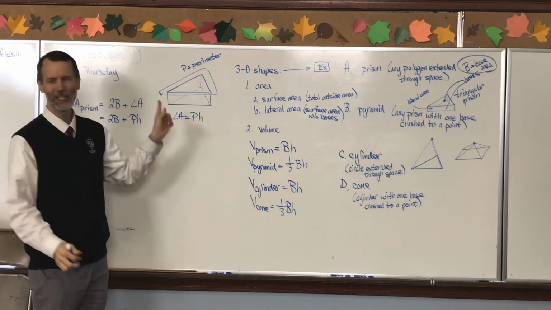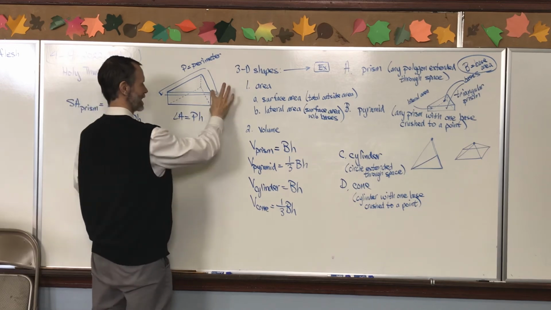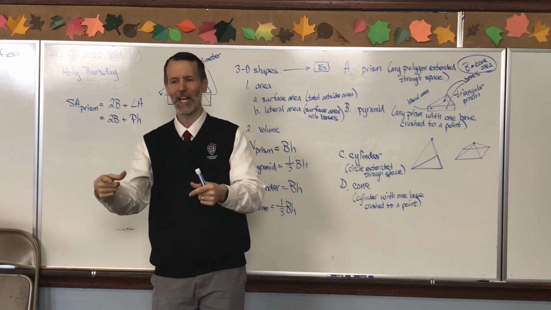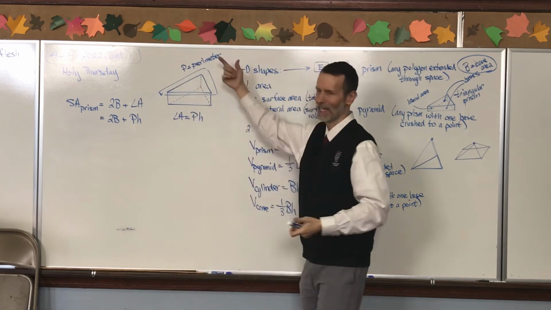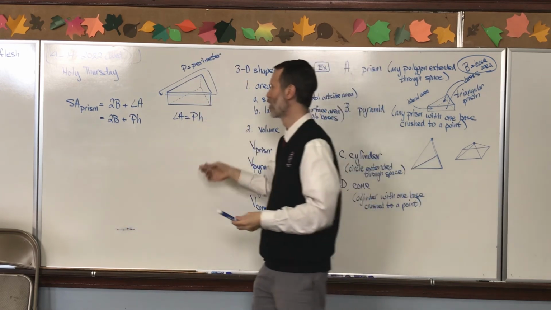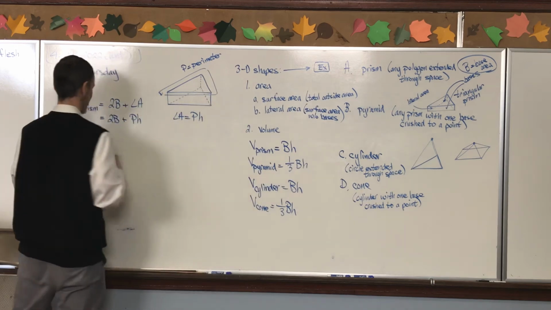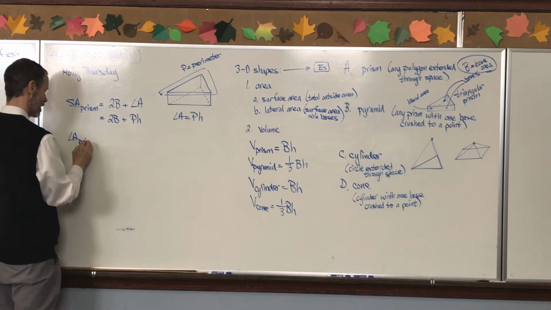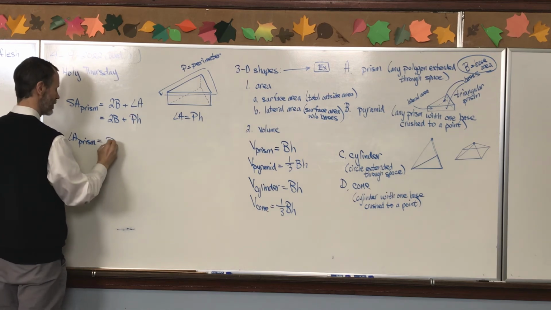Let's say the perimeter is 10 inches around, and let's say it's 3 inches high. Take 3 of those perimeters and stack them on top of each other: 10, 10, 10, to make 30. That's how you get the surface area of a prism. So the lateral area of a prism, we already did, is perimeter times height.